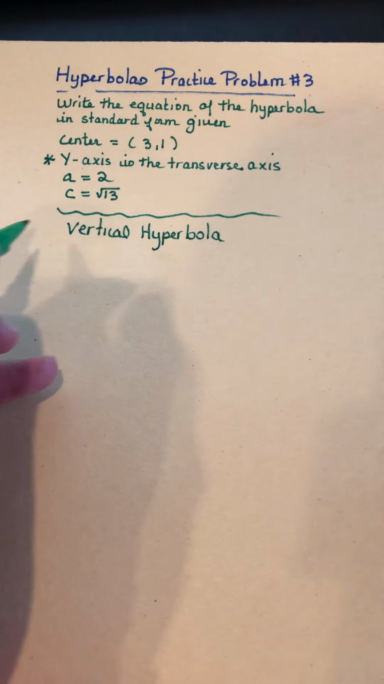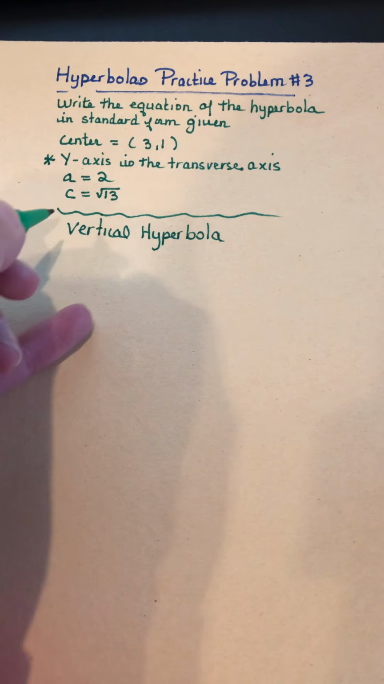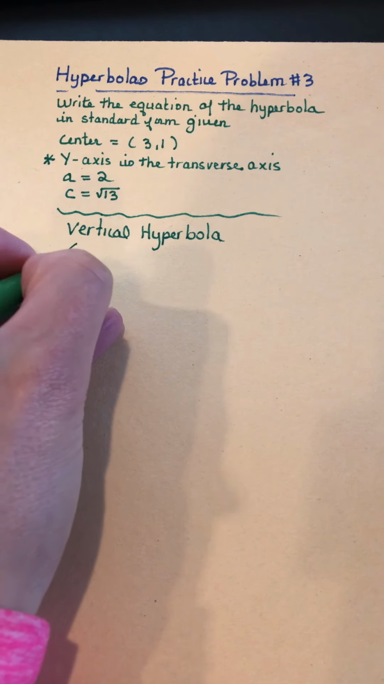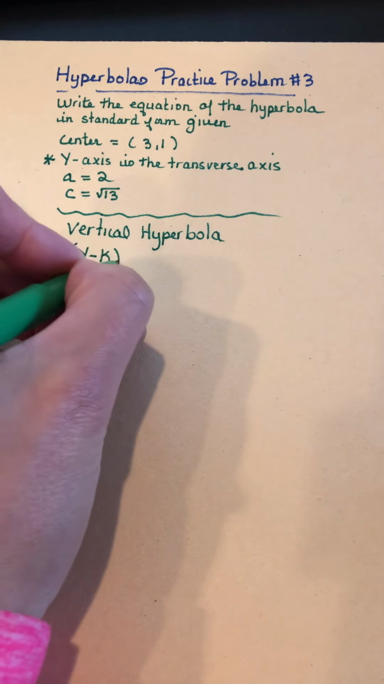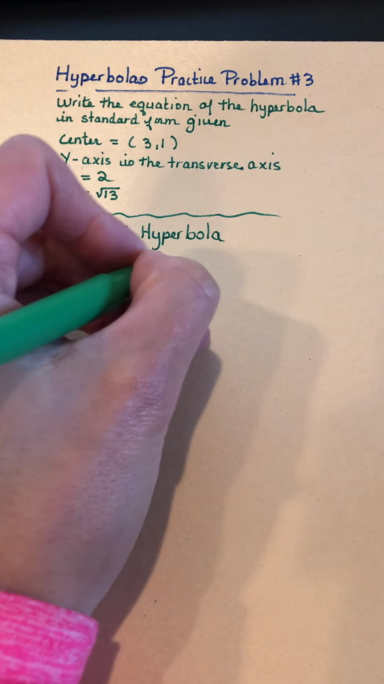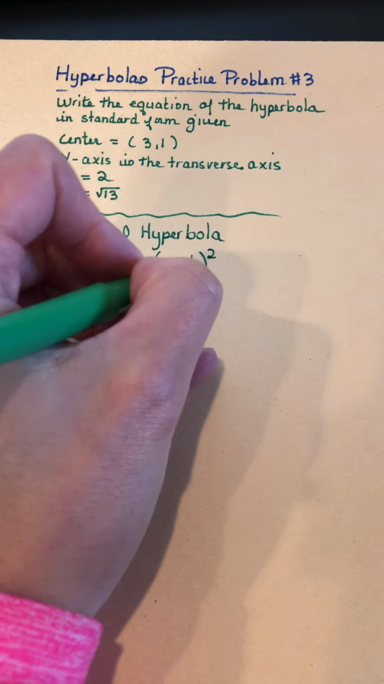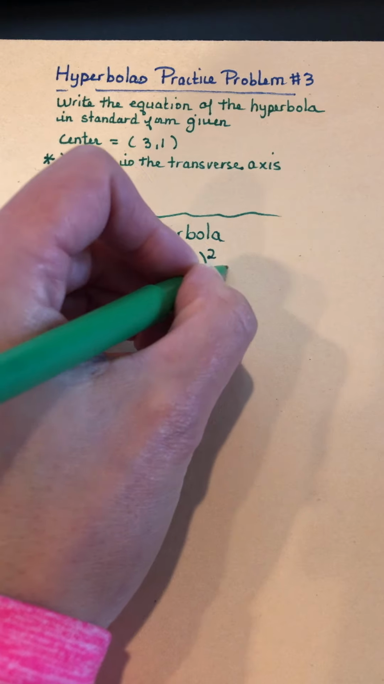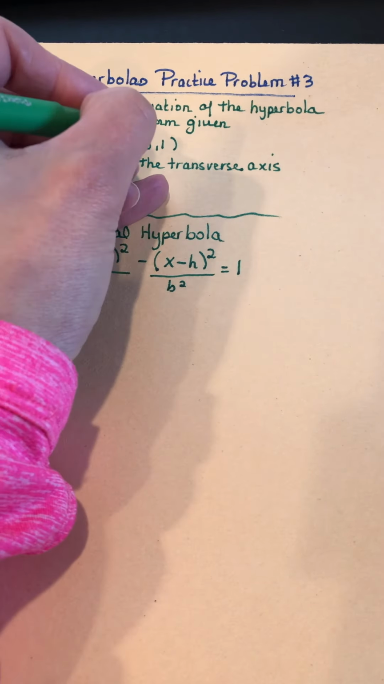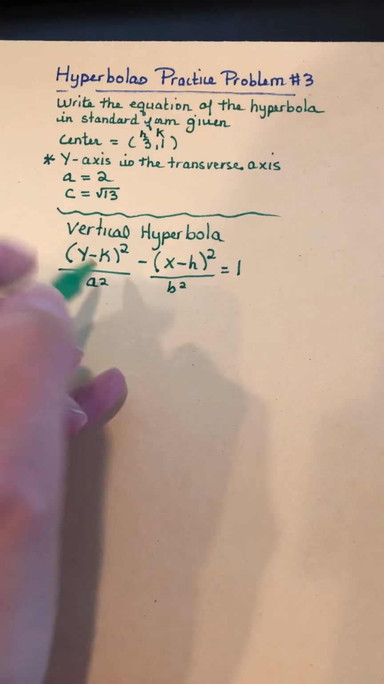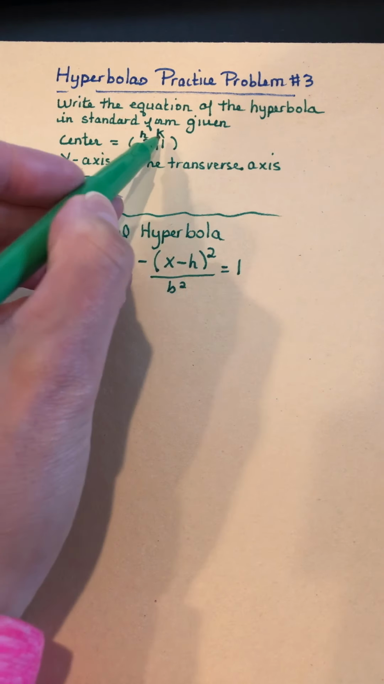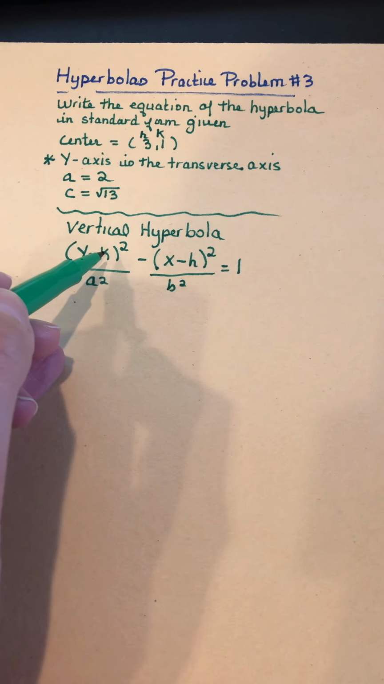And why is that important? Well, I need to know the general standard form equation that I'm going to use. So if I have a vertical hyperbola, remember, it's (y minus k) squared over a squared minus (x minus h) squared over b squared equals 1. The first thing I can do is fill out the center. The center is always going to be (h, k). So I'm going to put 3 in for h and 1 in for k.